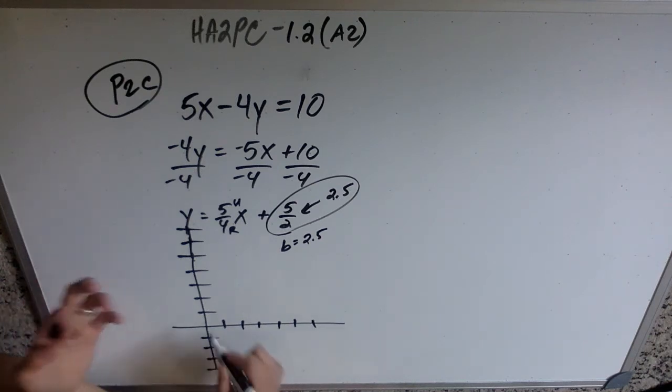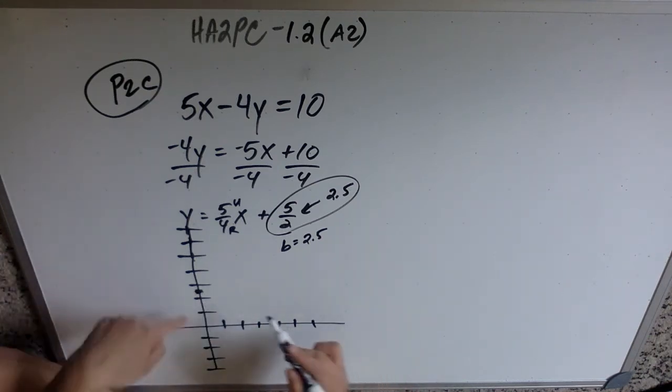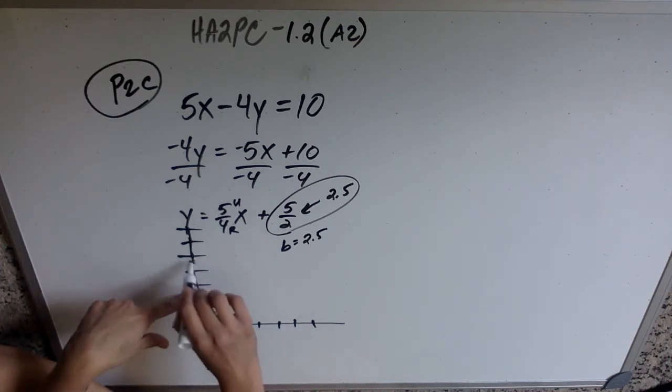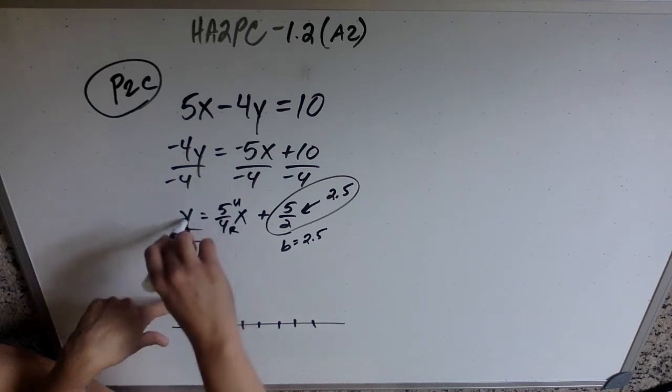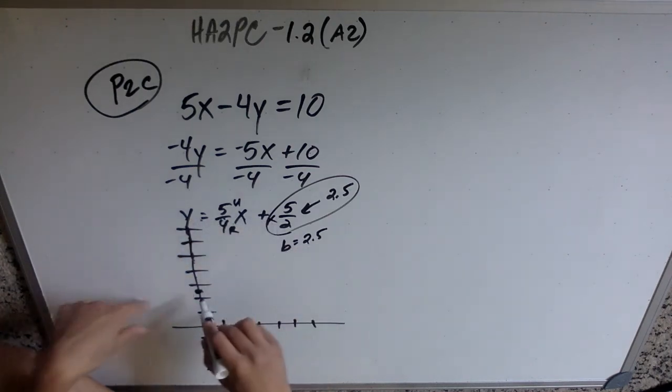Okay, so I'm going to start at 2.5, right? I can still go up 5. It's just that I'm at the halfway mark here. So up 1 would be this halfway mark. Up 2, up 3, up 4, up 5. See, that's why I said I didn't give myself enough space. 1, 2, 3, 4. So that's where I'm going, right?